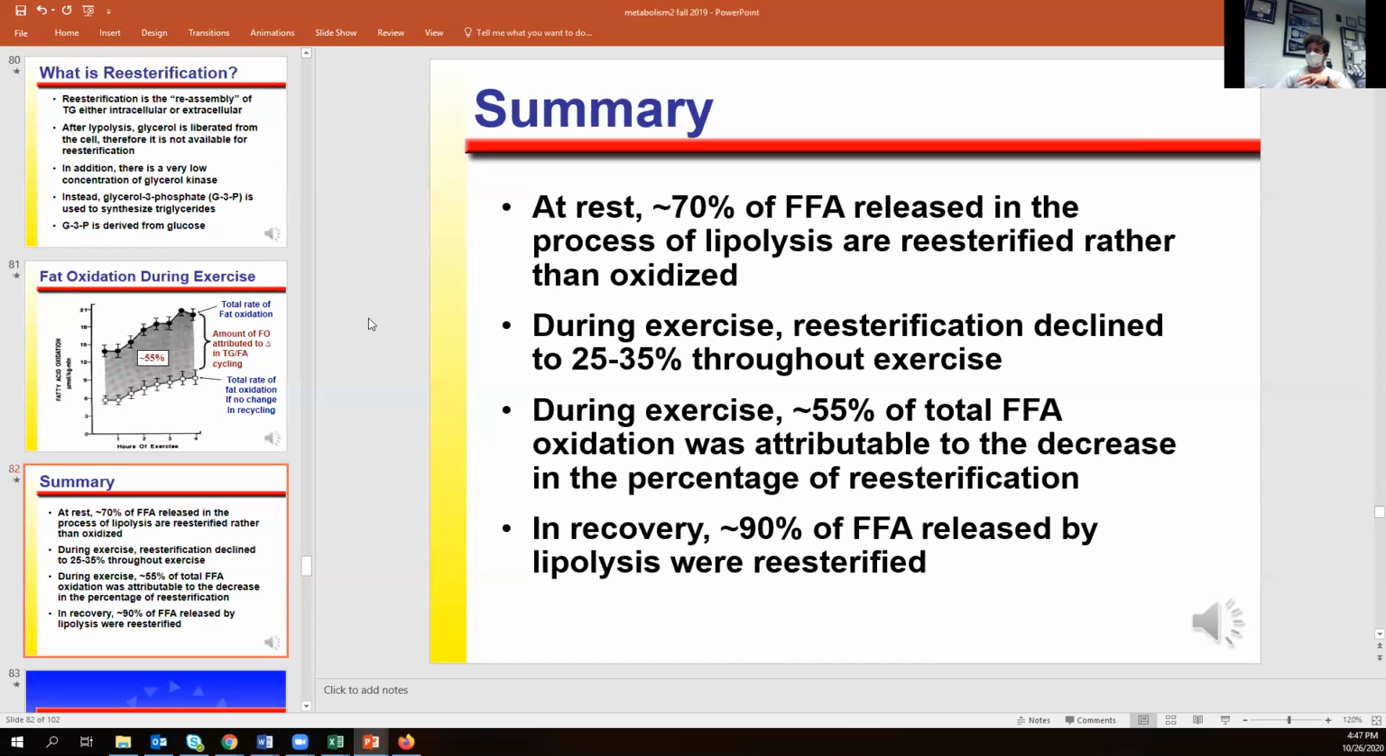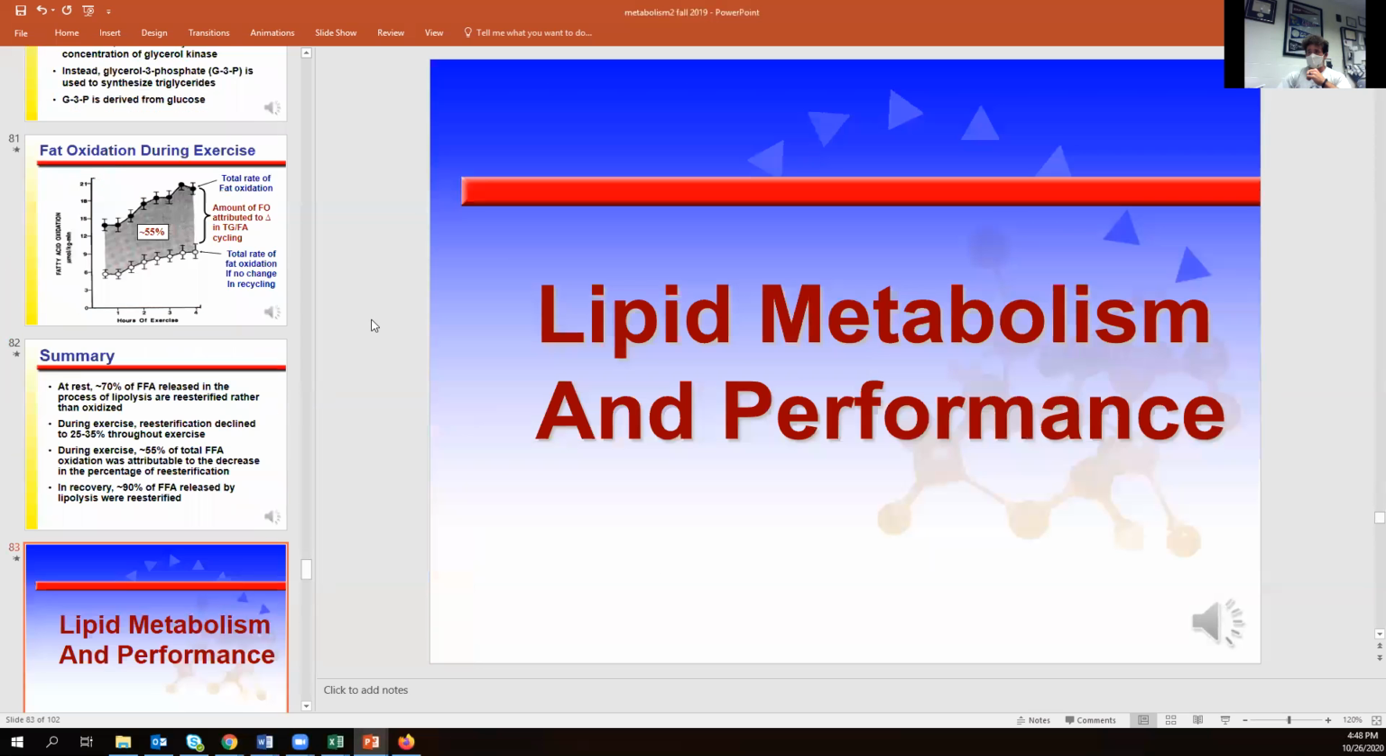So at rest, 70% of the free fatty acids released in the process of breaking down fats are going to be reesterified rather than oxidized, meaning we're just freeing them up, we're not actually using them. Now during exercise, we're going to see that reesterification is going to decline massively, because now we're going to be using them as a fuel source. And so about 55% of the total free fatty acid oxidation is going to be attributed simply because we don't have as much reesterification. And in recovery, 90% of those free fatty acids released are going to be reesterified because we just don't need to use them for energy.